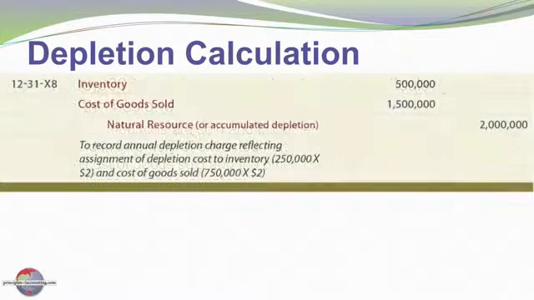So here's a journal entry for depletion for this particular period. Here I'm crediting the natural resource $2 million, or alternatively I could have simply credited accumulated depletion, more likely just crediting the natural resource in this case. $500,000 of that cost is allocated or debited to inventory, and $1,500,000 winds up in the cost of goods sold account.